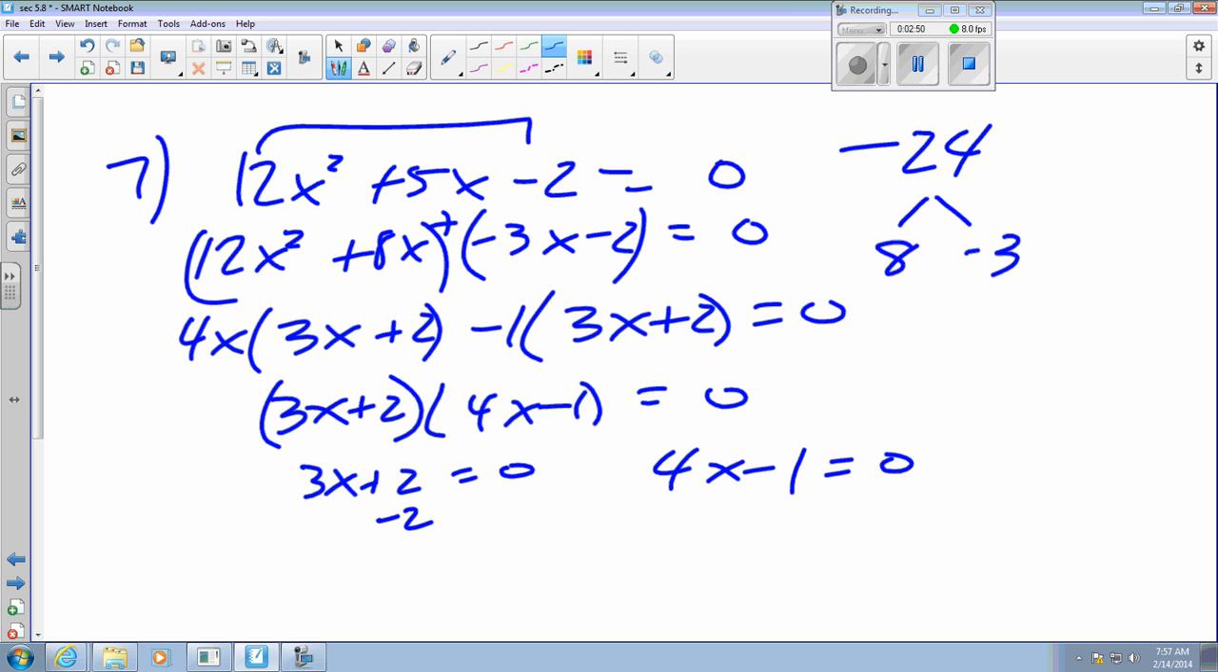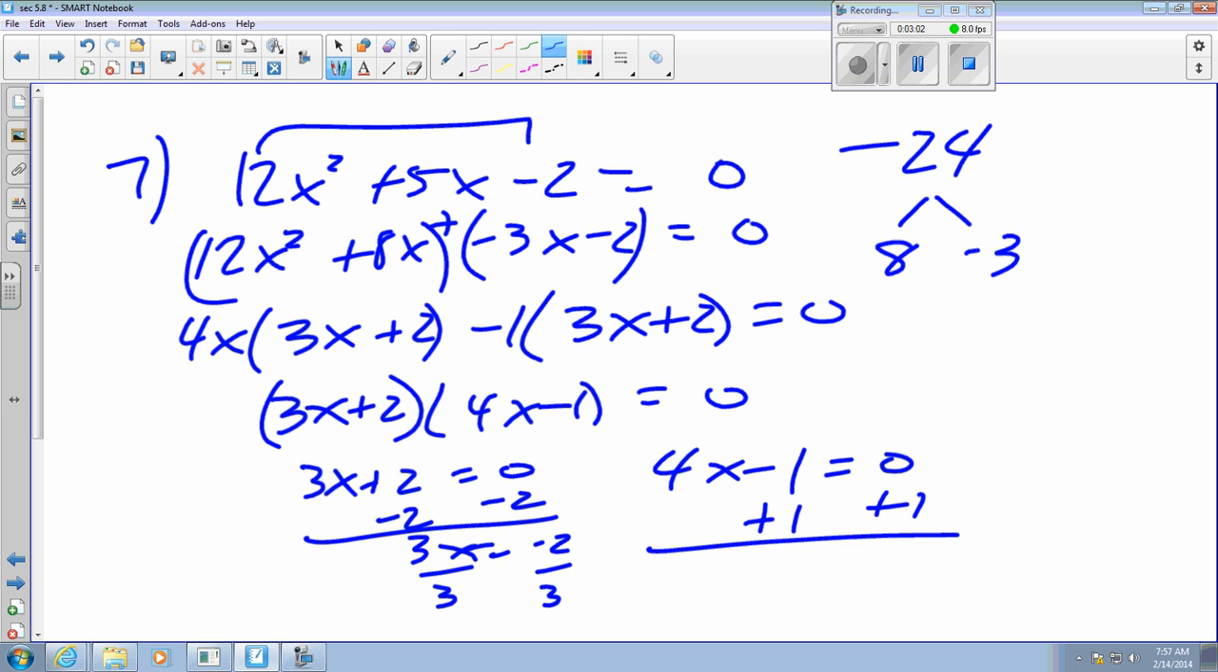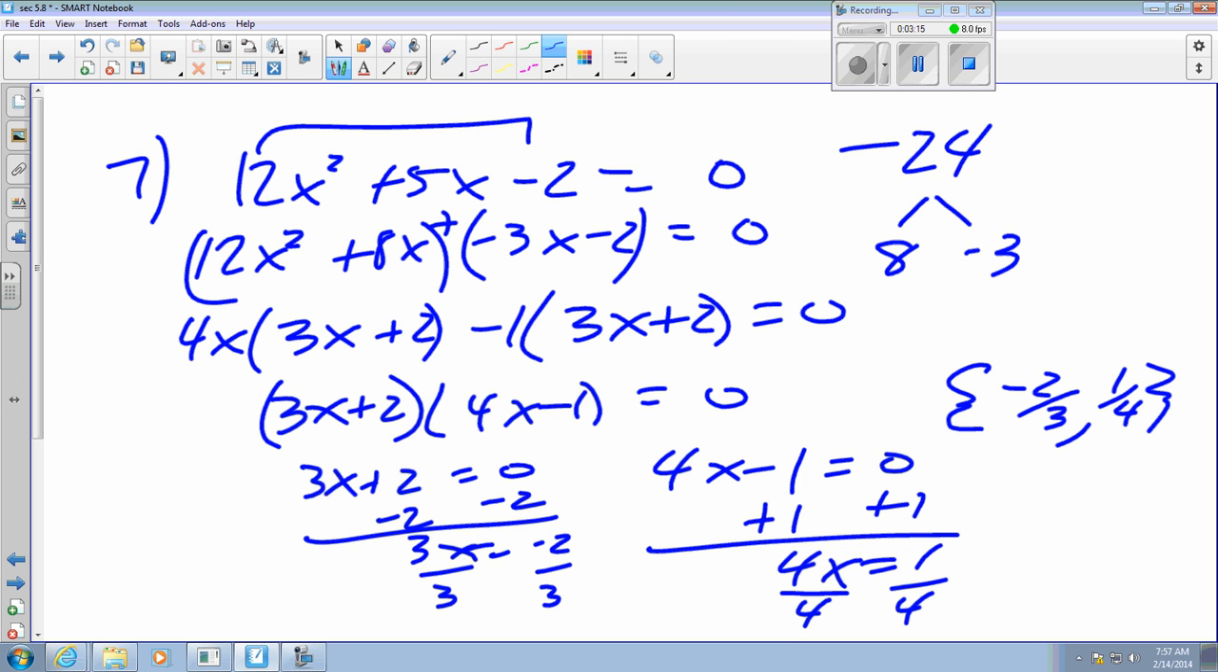So -2 minus 2, 3x equals -2, divide by 3, divide by 3. So I get -2/3 on that one. I'm going to add 1 to both sides, divide by 4, and I get 1/4. So when I write my answer in the fancy brackets, it's going to be -2/3 and a positive 1/4.